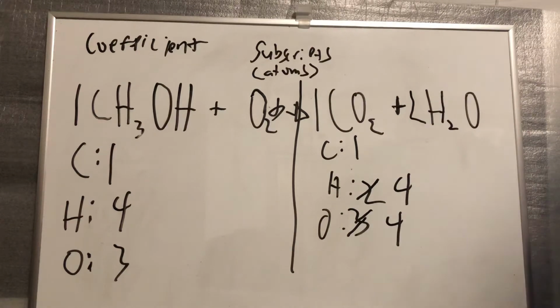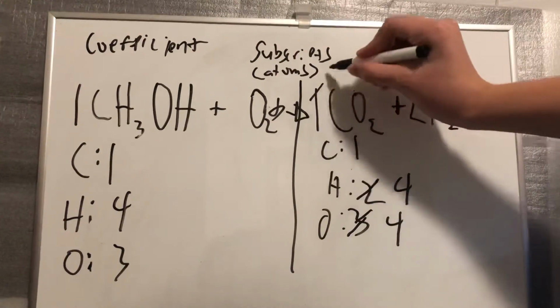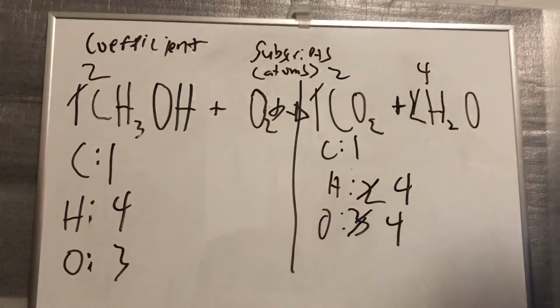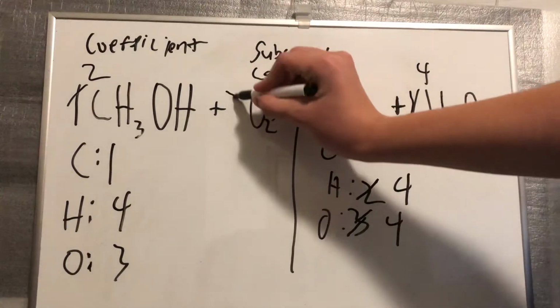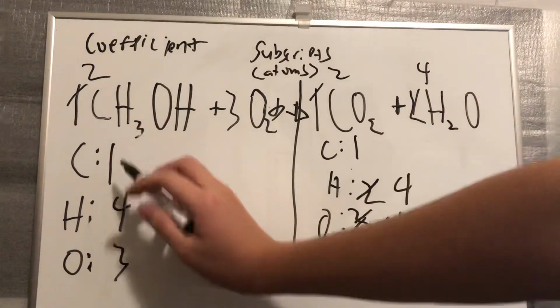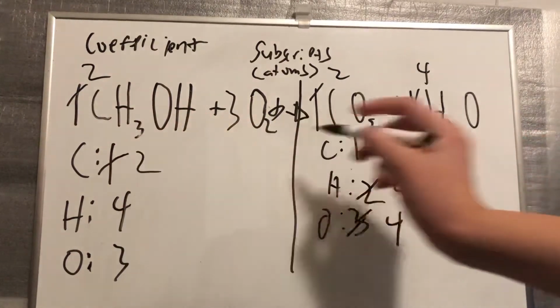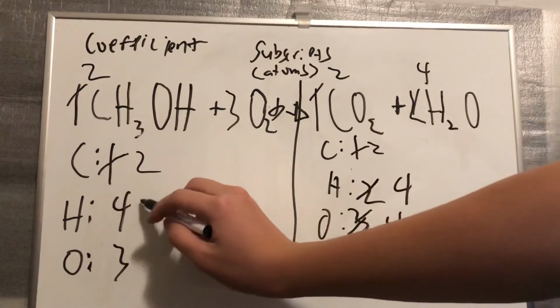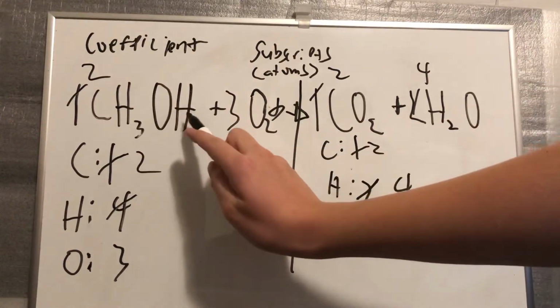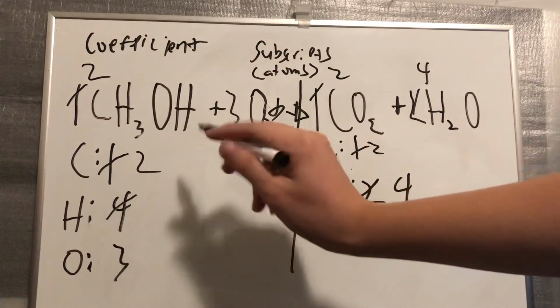Let's start over by doubling all the coefficients. So this would be 2, this would be 4, this right here would be 2. Now we can balance oxygen by putting a 3 in front of O2. Now you would get 2 carbons over here, 2 carbons there. You then would have 2 times 3, 6, and then 2 hydrogen atoms there. So then 6 plus 2 would be 8.